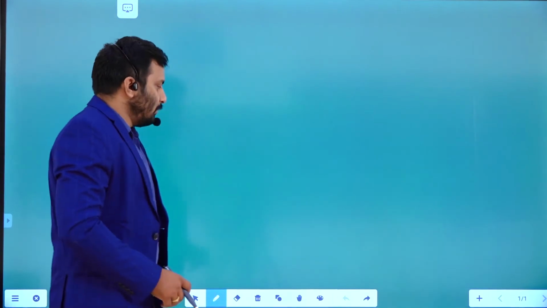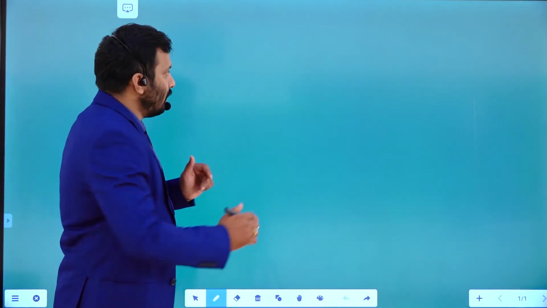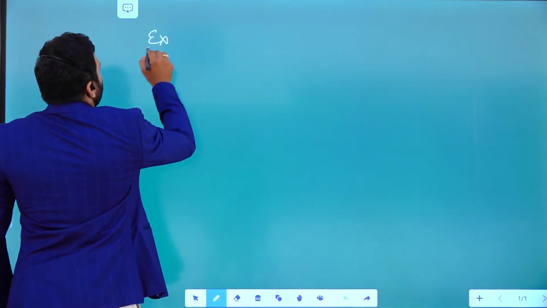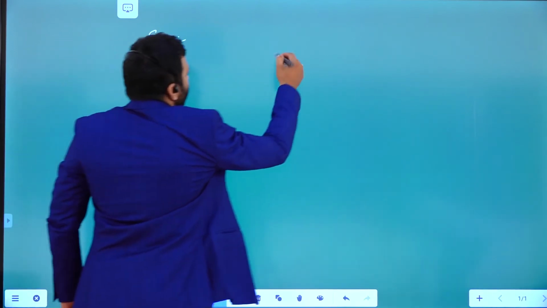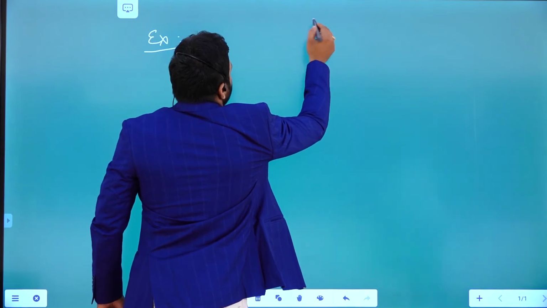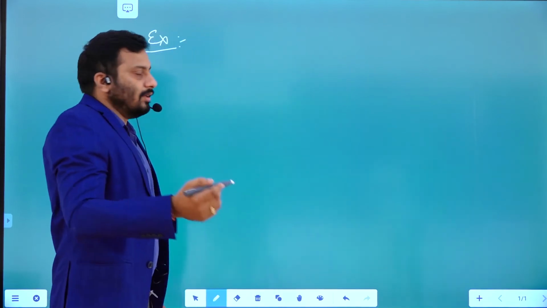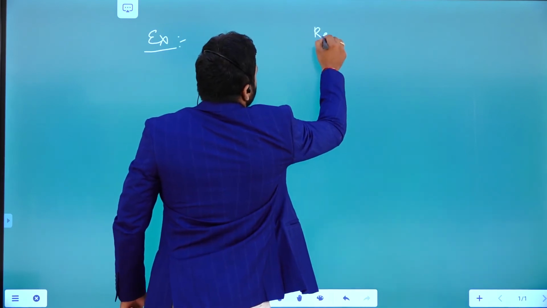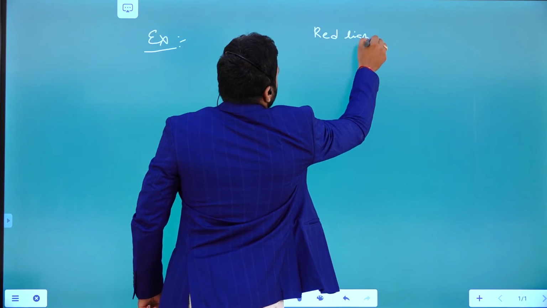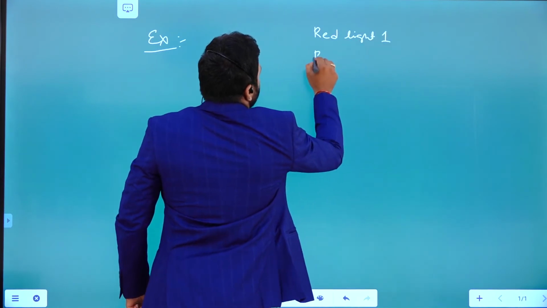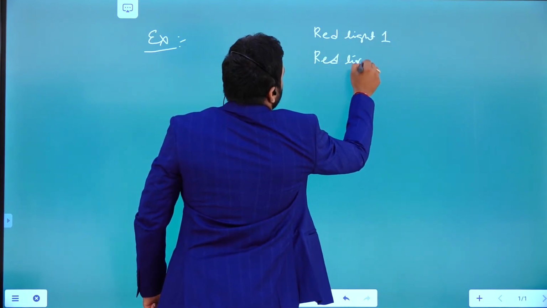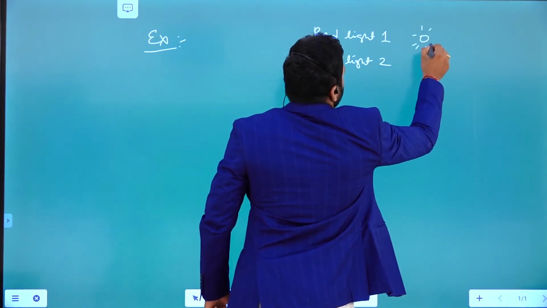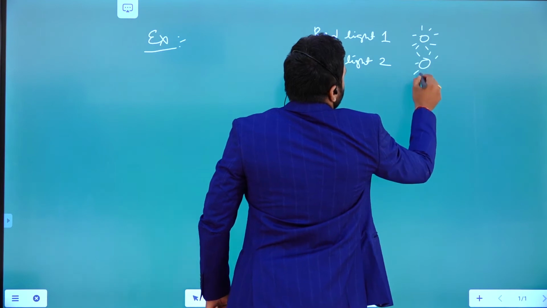So another example we can discuss here is, if you want to turn on and off two LEDs, red LEDs or any light. For example, red light 1 and red light 2. So this is one light, and this is another light.